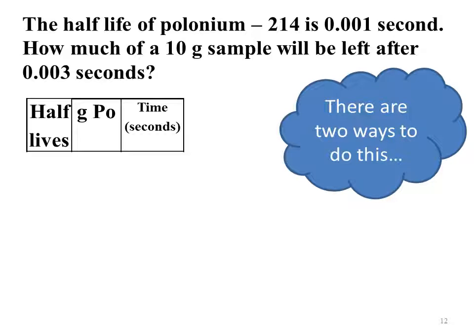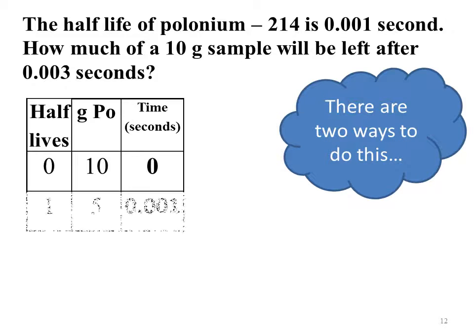So one way to do this is just to make a chart like we just saw. So I always like to start at 0. This is the most important thing. Most people, if they get something wrong, they do this wrong. They forget to start at 0 and then they mess something up. So at 0 half-lives, you have the full amount of sample and 0 amount of time has gone by. In this case, time is seconds. It could be years, it could be months, it could be days, but this time it's seconds.